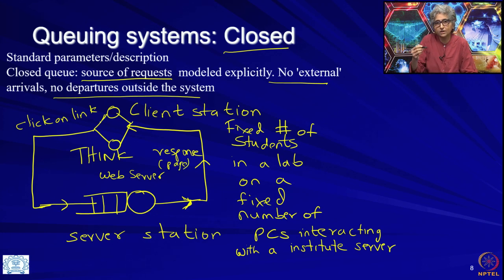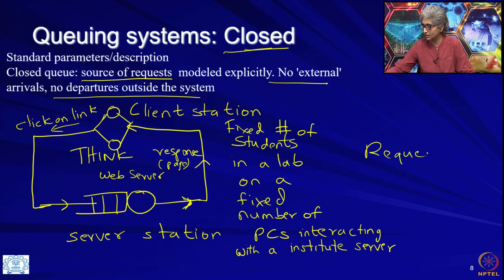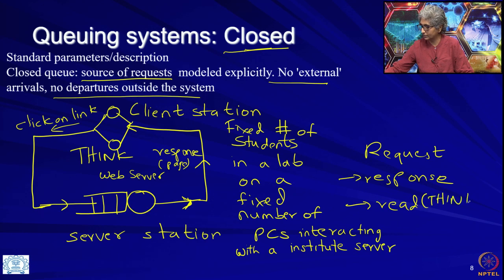Now when the student is looking at the web page, she will spend some time actually reading that web page. Something will be there on that web page. She will look at it and then she will click on the next link, and then again the request for that page will go to the server, and then the page will be sent back. Again she will read the web page. So this is a request response loop. So in a closed system, the users are in a request response loop, and then you read, which in our terminology we call think, and then you go back and issue the request again.